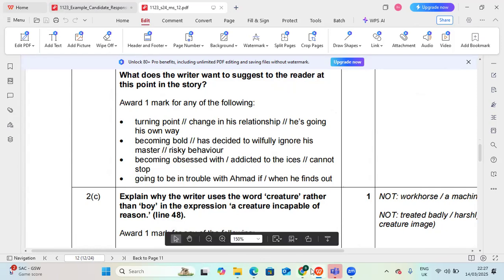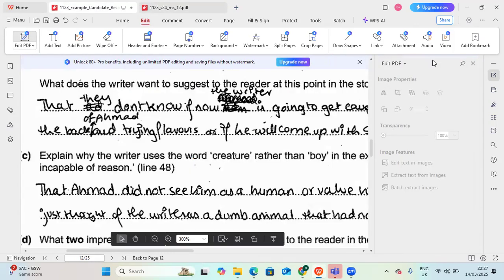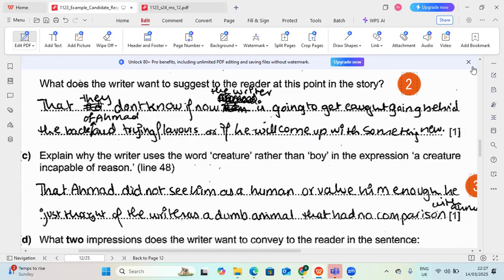Usually 2A or 2B can be what does the writer want to suggest to the reader at this point of the story. Usually the very generic answer is a turning point, but it's better to read the extract and then try to understand it. Try to write your reflection, your review, your understanding of the text over here.